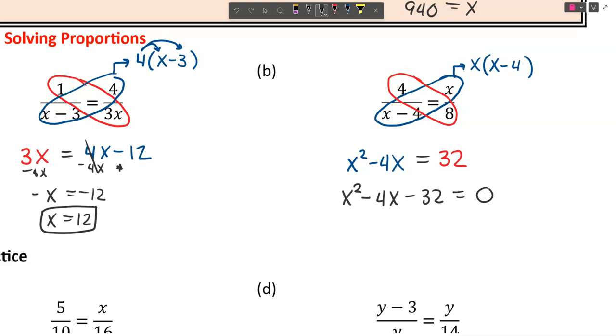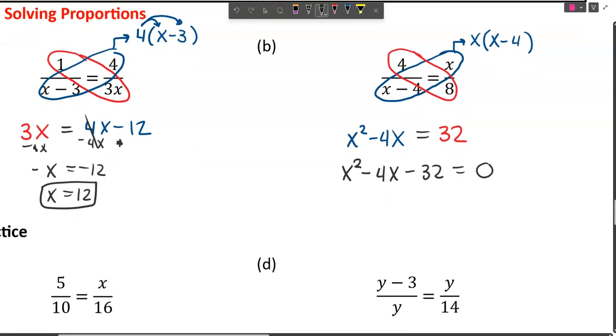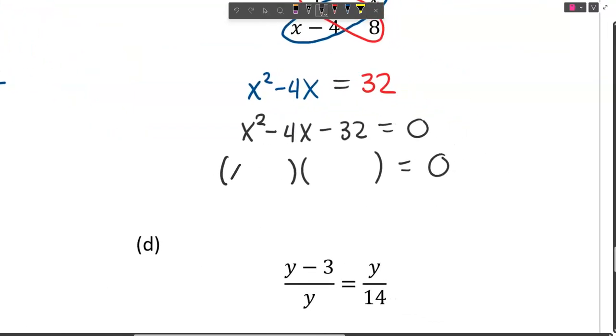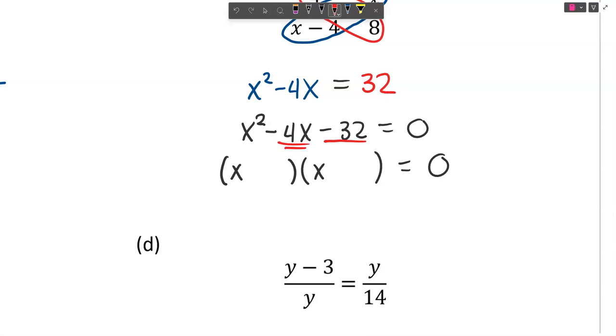And in this situation, we would need to factor this since we have an x squared and an x term. So let's go ahead and factor this out. I need to look for numbers that are going to multiply to give me negative 32, but also add to give me negative 4. Thankfully, there are two numbers that will meet this criteria, and that is the number 8 and 4. If I make the 8 negative and the 4 positive, when I multiply those two red numbers together, I would get negative 32. And when I add them together, I would get negative 4.